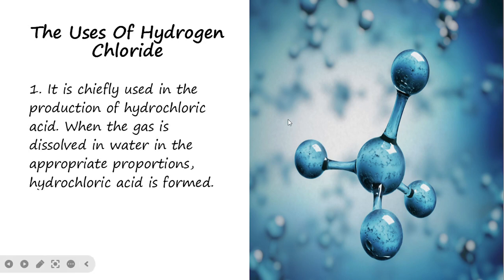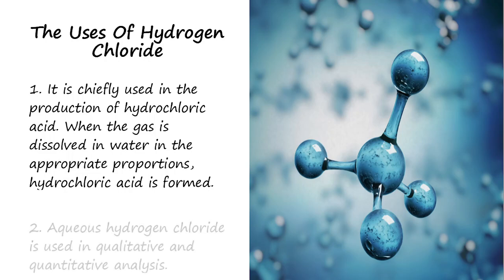Starting with the first one, it is chiefly used in the production of hydrochloric acid. Hydrogen chloride is very essential for the production of hydrochloric acid. When the gas is dissolved in water in the appropriate proportions, hydrochloric acid is formed. We saw how this can happen when you're trying to create hydrogen chloride. So it is chiefly used in the production of hydrochloric acid.